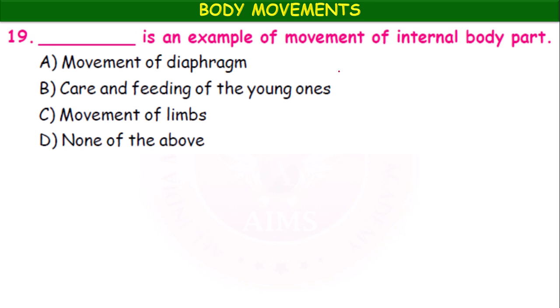Dash is an example of the movement of internal body part. Movement of diaphragm, care and feeding of the young ones, movement of limbs, none of the above. It is the movement of diaphragm, an example of internal body movement. Okay, what is diaphragm? Where is it present, children? The diaphragm is a structure which is present in the chest region. It divides the chest cavity from abdominal cavity. It is a muscular structure.